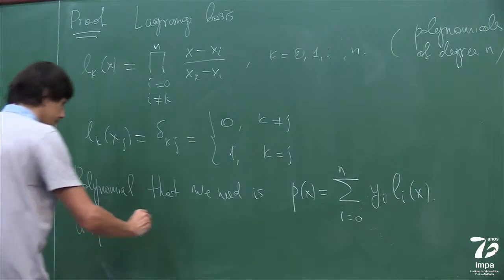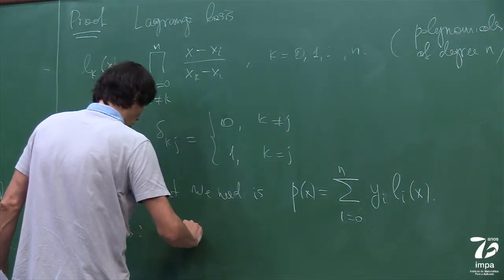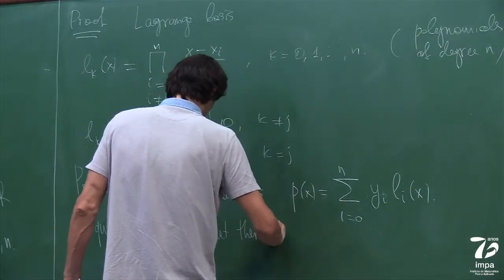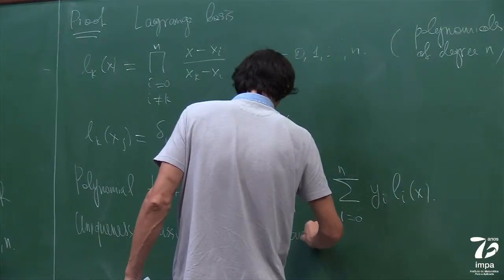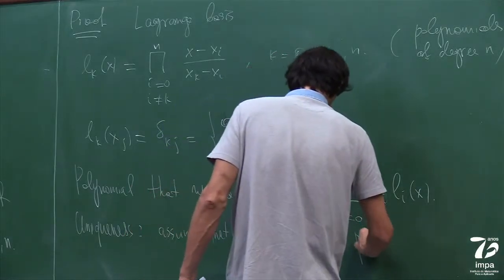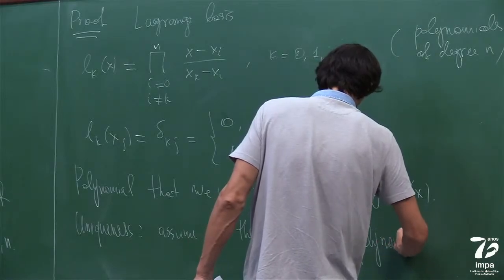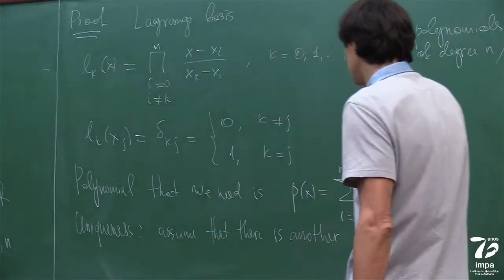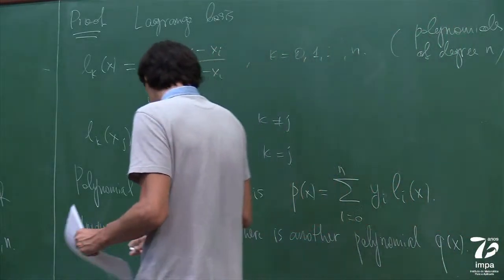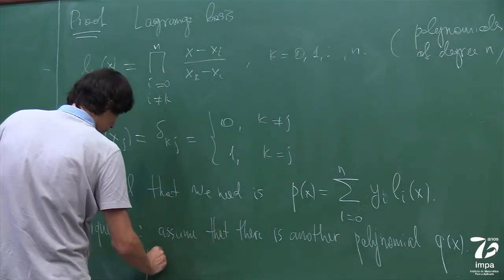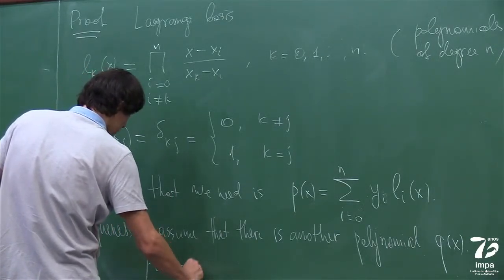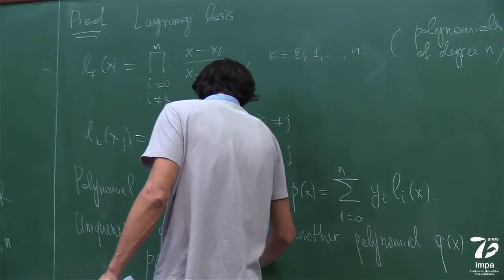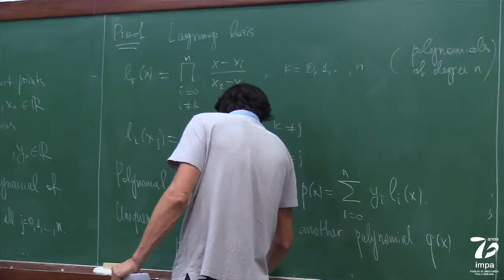So assume that there is another polynomial, let's call it q of x, with the same properties. What we do is we take a difference, p of x minus q of x. It's also a polynomial of degree at most n.